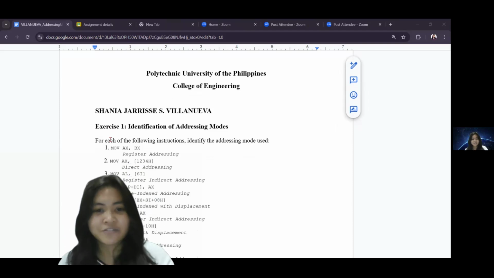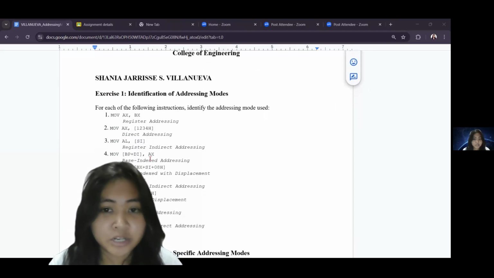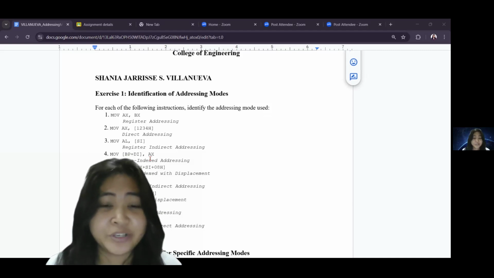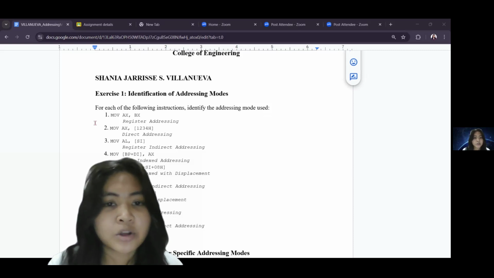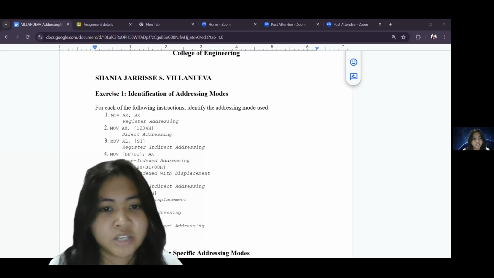I'm Schneider S. Villanueva. For exercise 1, identifying addressing mode. Exercise 1 is all about identification. The big question here is, how does the CPU know where to get the data? So here's the quick trick for this one. If you see the brackets, that means memory. No brackets, that's a register or immediate value. Let me show you what I mean.